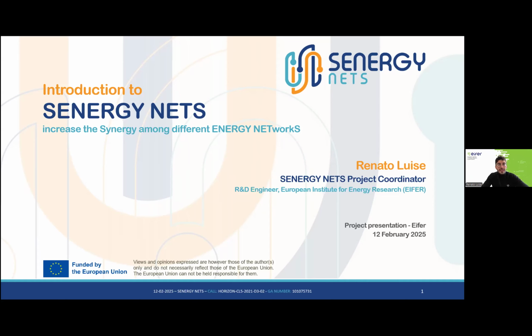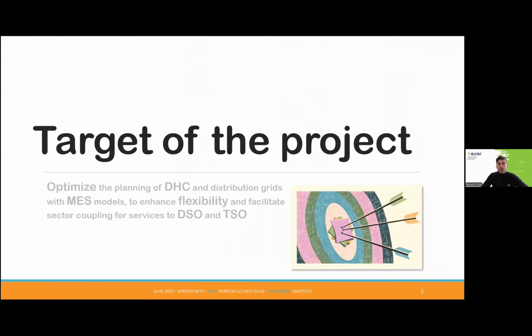So SENERGY NETS, as you can read here, is about increasing the synergy among different energy networks. But what does it mean? What is the target of the project? Our target is, of course, through modeling and optimization models, to optimize the planning of the district heating and cooling and the distribution grids with multi-energy system models. Pandapower is one of those. And finally, what we want to do is to increase the flexibility and to facilitate the sector coupling for services between the distribution and transmission system operators.